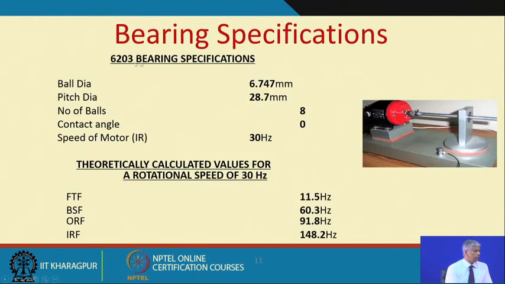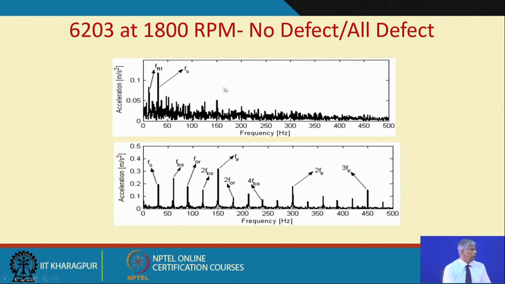So, for a typical 6203 bearing which was mounted here, some of these dimensions are here. Using those equations, the fundamental train frequency, the ball spin frequency, outer race frequency, inner race frequency, for a speed of 30 hertz, these characteristic frequencies are calculated. And if you see the spectrum of the vibration, these frequencies will show up in the vibration spectrum measured at 1800 RPM, which corresponds to 30 hertz. This was measured in our laboratory.